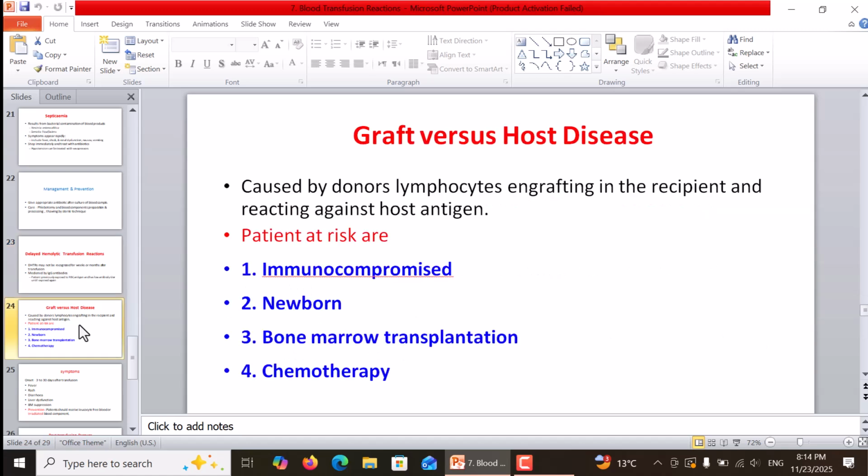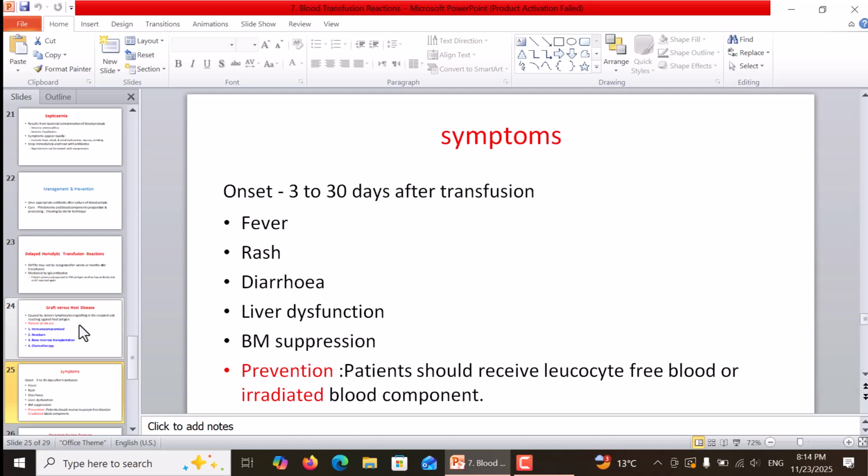Another reaction which is considered a delayed reaction is called graft versus host disease, which is caused by donor lymphocytes engrafting in the recipient and reacting against host antigen. Patients at risk include immunocompromised patients, immunosuppression caused by anything, for example, congenital immunodeficiency or acquired one, such as patients receiving chemotherapy or radiotherapy, or newborn patients, bone marrow transplantation, and also chemotherapy.